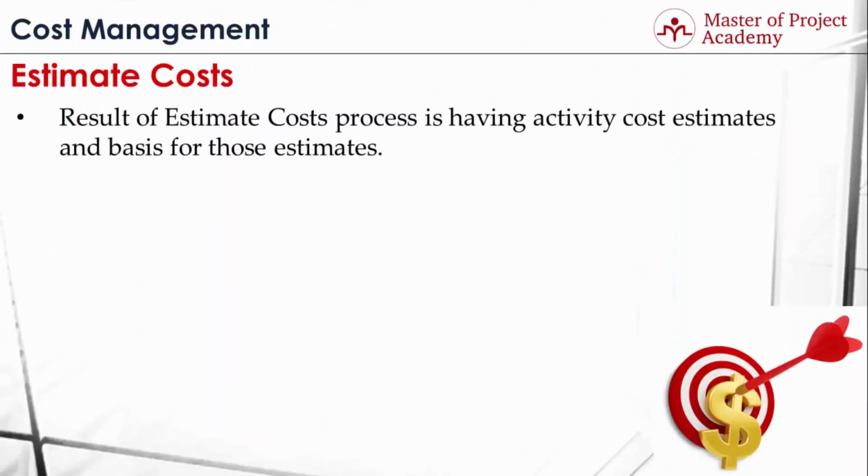The result of the estimate cost process is having activity cost estimates and the basis for those estimates. So the main output of the estimate cost process is that you will have the costs associated with each specific activity. And with these cost estimates of each activity, when they are rolled up, you will reach the total cost of the project respectively.